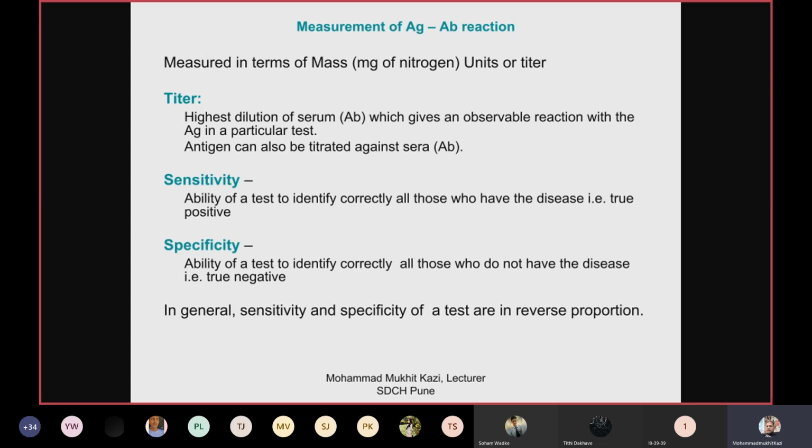a particular test. So when you have a serum sample, you dilute that serum sample, you add a fixed amount of antigen, and you dilute that serum till you get the visible reaction. That could be your highest titer, where the antibodies are still reacting with the fixed amount of antigen. The moment you dilute more, there will be no visible reaction. So this is called the cutoff value or the titer of that test.